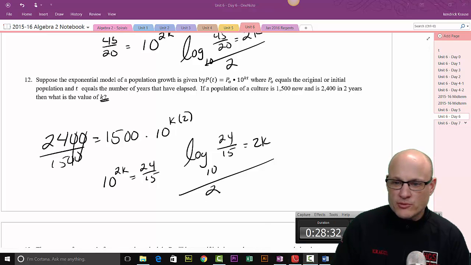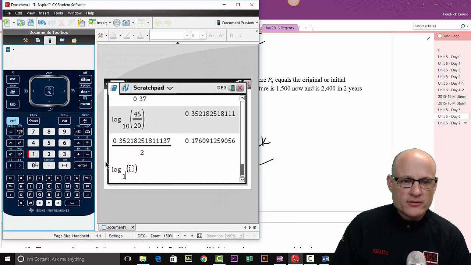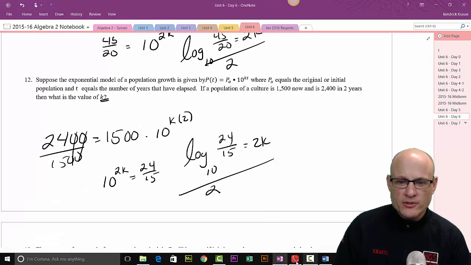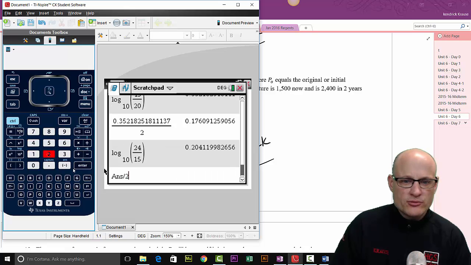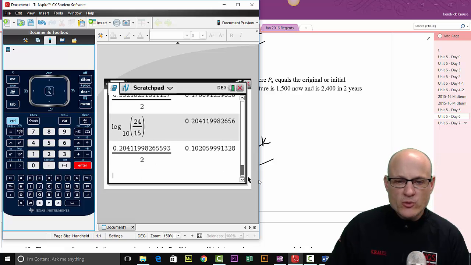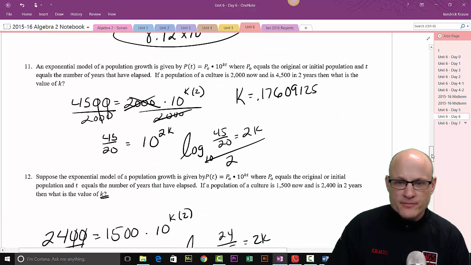Log base 10 of 24 divided by 15, enter, divided by 2. K is equal to 0.102059. Is that the same thing?